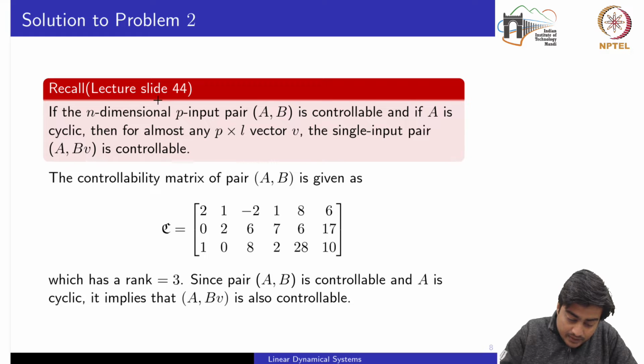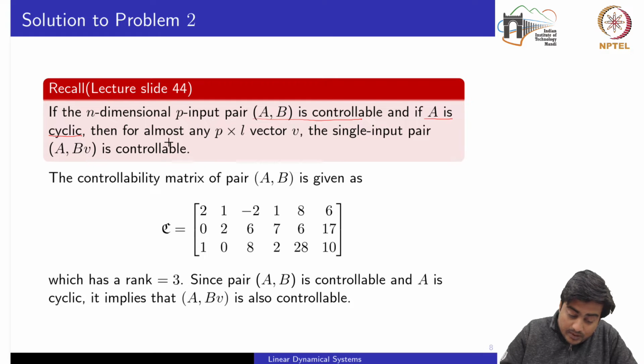Now there was another result which we also discussed: if the n-dimensional p-input pair A comma B is controllable and if A is cyclic, so you can also check the controllability of the pair A, B by computing the rank of the controllability matrix, which happens to be 3. So this pair is controllable. We have already seen that the matrix A is cyclic, so it implies that for almost any vector v, the single input pair A comma B times v is controllable.